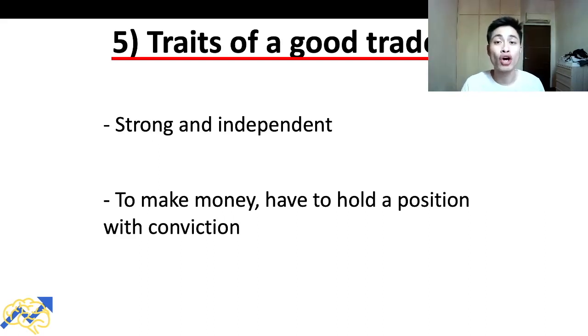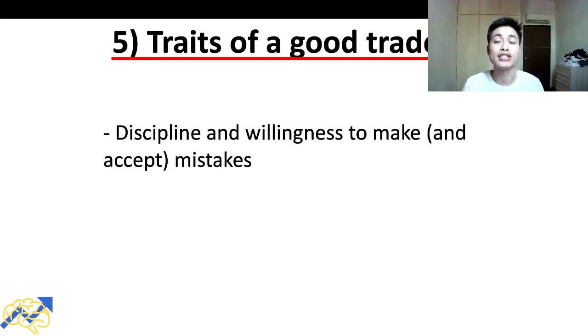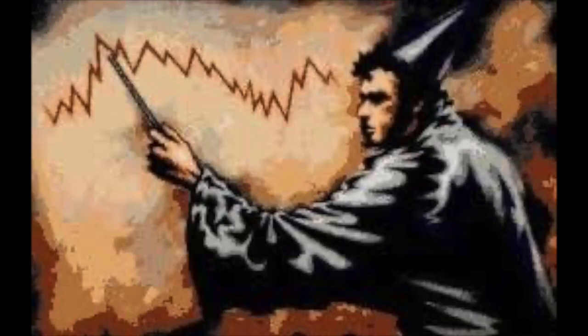On top of being strong and independent, Bruce Kovner also mentioned that we need to have the discipline and willingness to make and accept mistakes. As I mentioned earlier on, there are always new things to learn in the stock market. So if there are constantly new things to learn about the stock market, we'll definitely make mistakes from time to time. So a good trader will have the discipline and willingness to accept and make mistakes in the stock market. And that is how we continuously learn and grow in the stock market. Those are the 5 market research lessons from Bruce Kovner.